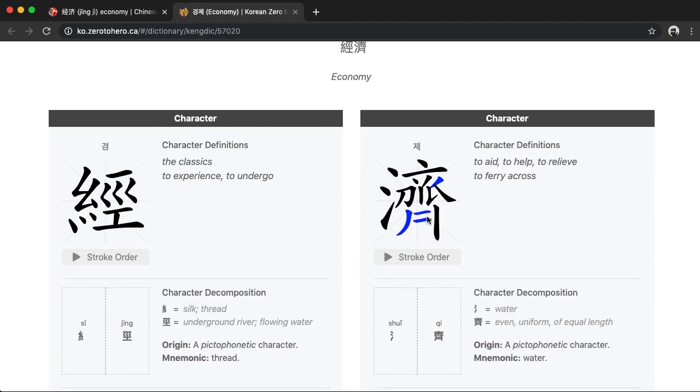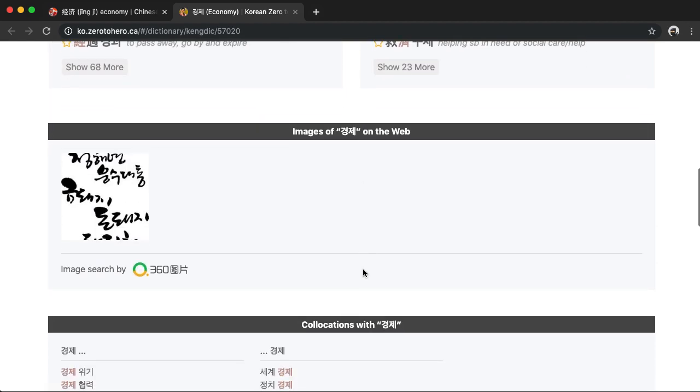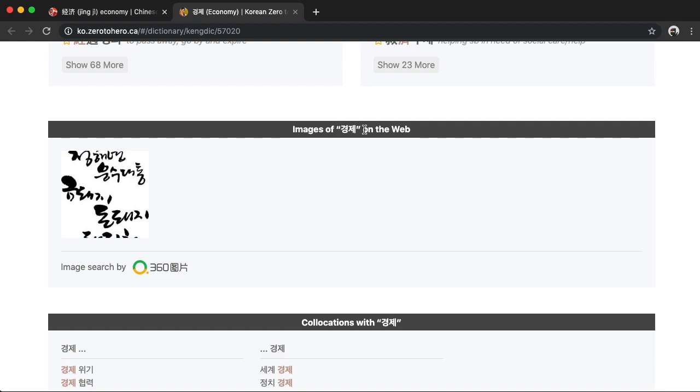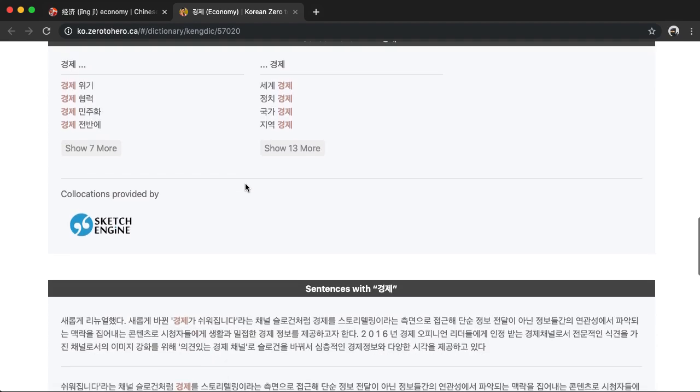However, variations do exist for Korean characters. So sometimes it might not be able to find the character correctly. I'm still working on it. It tries its best to look for 경제 on the web. I'm still looking for ways to get better images for that.